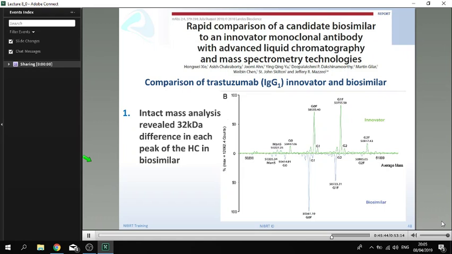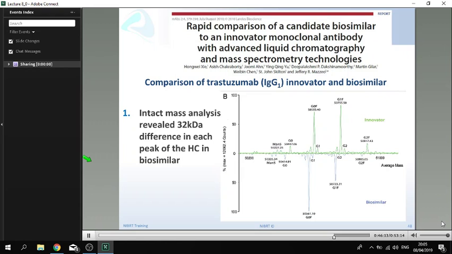So this is mass spec of the intact molecule, and we see different heavy chains with different glycans, different sugars, attached to them. So we have G0, G0F, G1, G1F. These are just different heavy chains of a drug with different sugars attached. You can see that they're comparable to biosimilars. We have all the same peaks, but those peaks are slightly shifted.